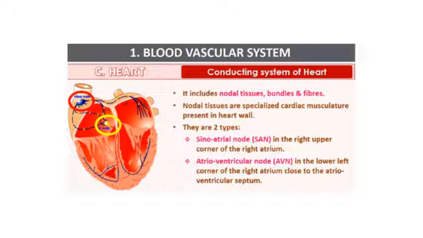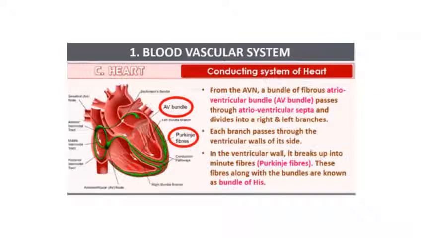If we look at the conductive system of the heart, then it consists of the nodal tissues, bundles, and fibers. The nodal tissues are specialized cardiac musculature which are present in the heart wall. They are of two types. We call them SA node and AV node. The SA node is the sinoatrial node which is present in the right upper corner of the right atrium, as you can see in the picture here, and the AV node is present in the lower left corner of the right atrium close to the atrioventricular septum.